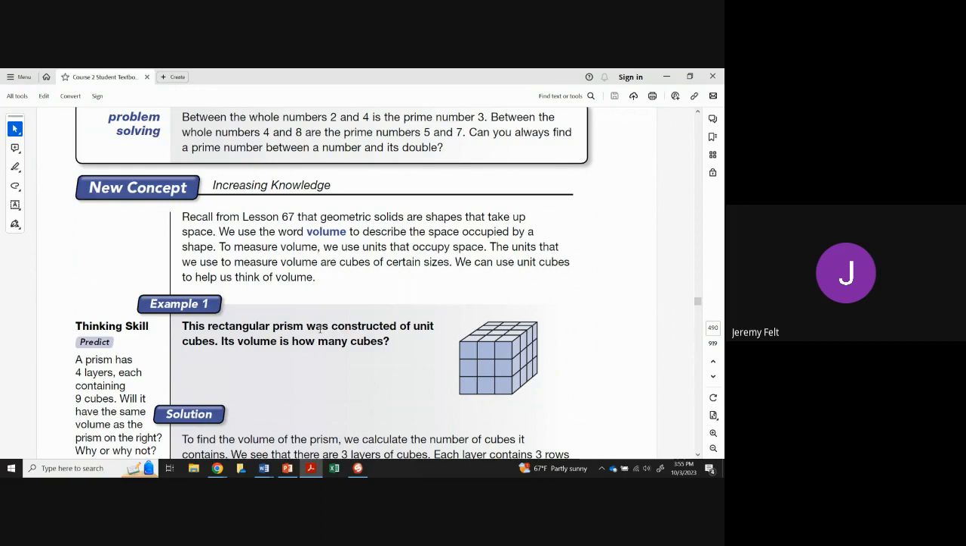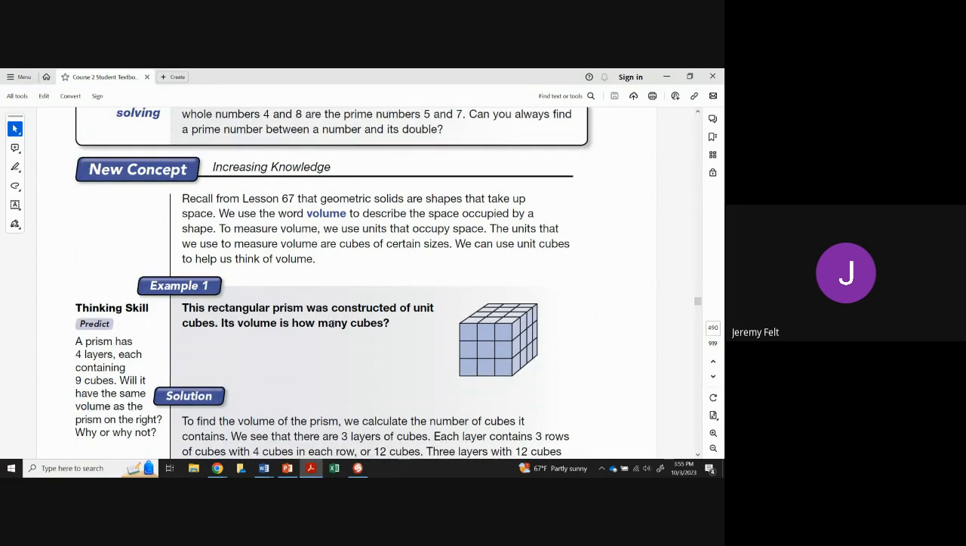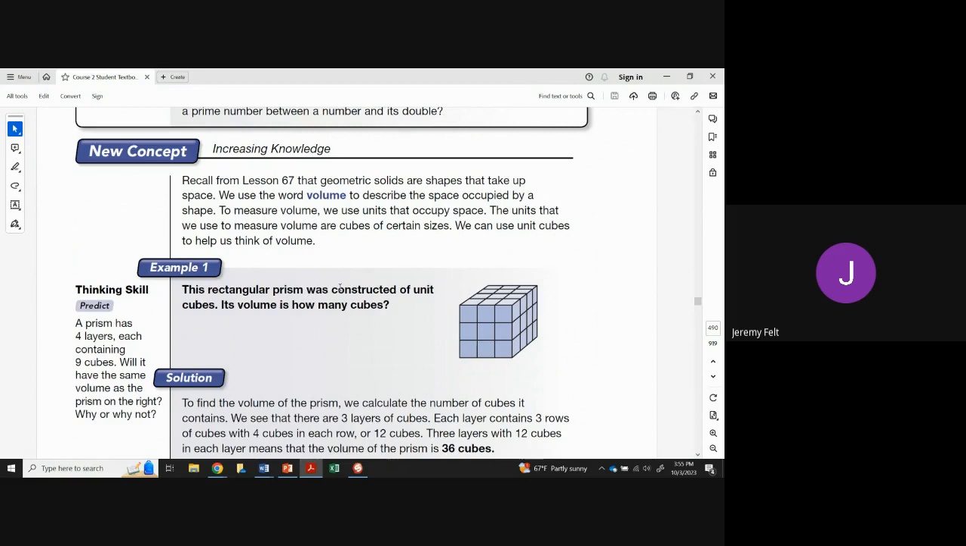So the way they explain it, again, I think it's good for kind of conceptualizing what's going on with volume, but I think it gets a little confusing when we get down the road. So I always just jump straight to the formula. If this helps you to think about what's going on, if we have this rectangular prism that was constructed of unit cubes, its volume is how many cubes. So again, I don't love this because this is just 1, 2, 3 by 1, 2, 3 by 1, 2, 3, 4. Yeah, we can do that, but if it was 20 by 30 by 50 or something like that, drawing this out or visualizing every cube is going to become way more work than it's worth.